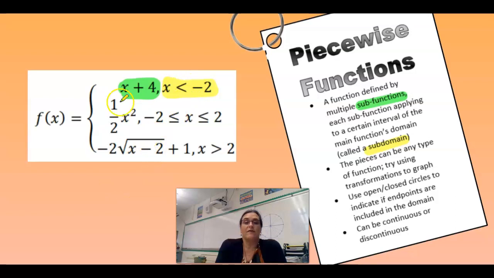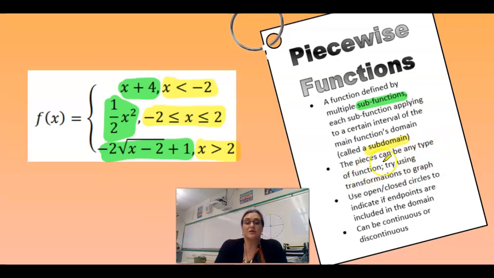So we have a subfunction of 1/2 x squared here, and that's before the comma, and then that subfunction only exists in the interval between -2 and +2 inclusive. Then in this third row we have a subfunction right before the comma, -2 square root of the quantity x minus 2 plus 1, and it is over the restricted subdomain of x's that are strictly greater than 2.